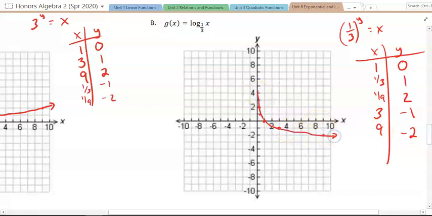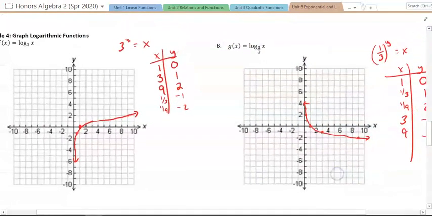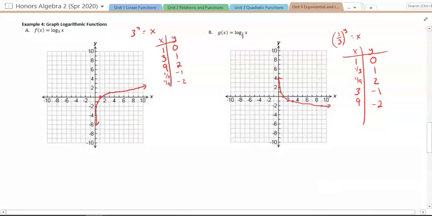Now, I chose these two examples, A and B, to show you that they're similar, right? Because if we look at our points, I still got the 1, 3, and 9, and the 1/3 and the 1/9, but the y's they're associated with are opposite, right? Because we went from having log base 3 to log base of 1/3, okay? One's an exponential growth, one's an exponential decay, and the values will relate, okay? So there are those two graphs.